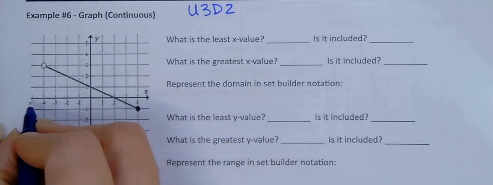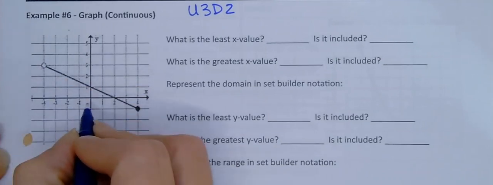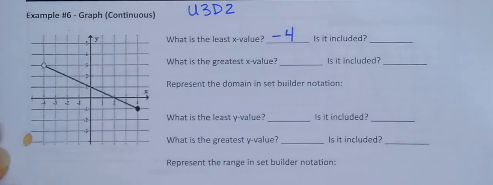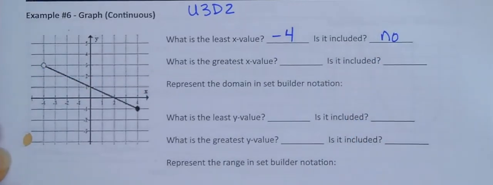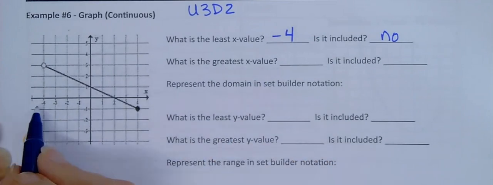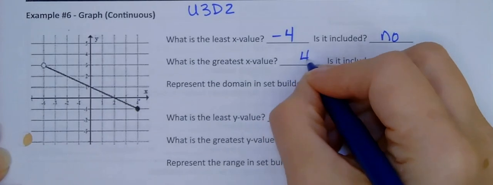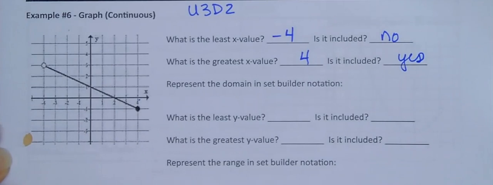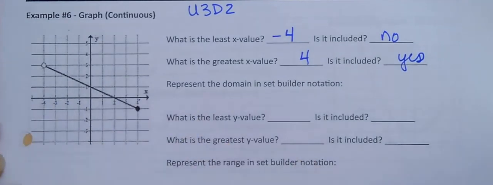Okay, so if I'm on the left side, the smallest x I could possibly have, that's -4. Is it included? Well, that's an open circle, so no, it's not included. And then I want to know what's the greatest x value I can have. Looking along the x-axis, the biggest one I could have is +4. Is that one included? Yes, it's a closed circle. So I know that my x has to be somewhere in between the -4 and the +4.